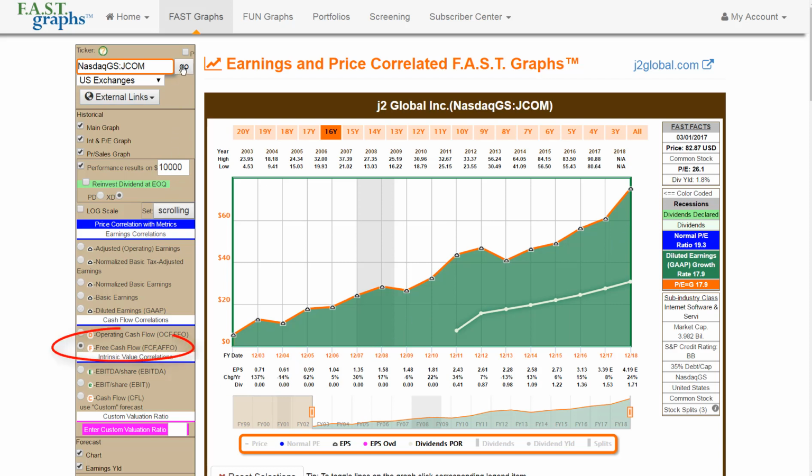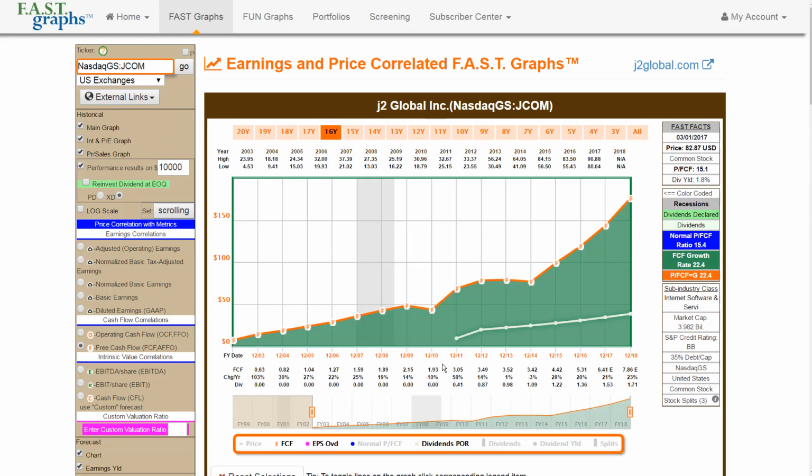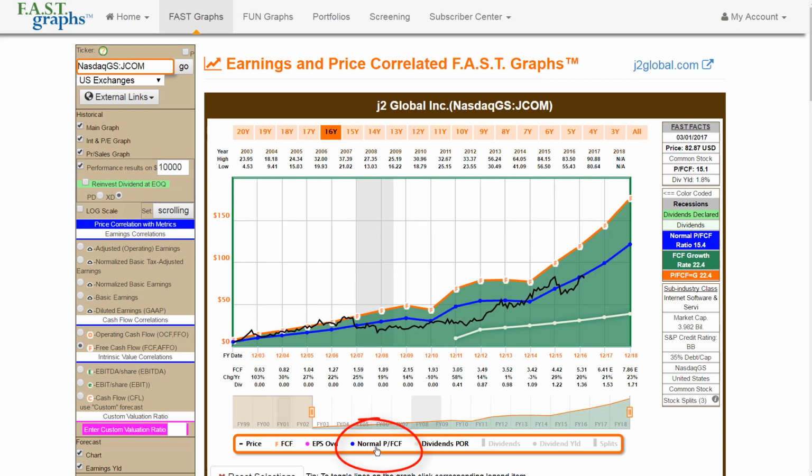And then next, I'm going to show free cash flow, because at the end of the day, free cash flow is a very relevant metric. And I'm going to go ahead and add price to free cash flow and the normal price to free cash flow. This company has historically traded at about a 15 price to free cash flow. And as you can see, it's trading at that level right now, right at 15.1 versus the normal of 15.4. So that simply means it's fairly valued now, which is why I refer to it as attractive.